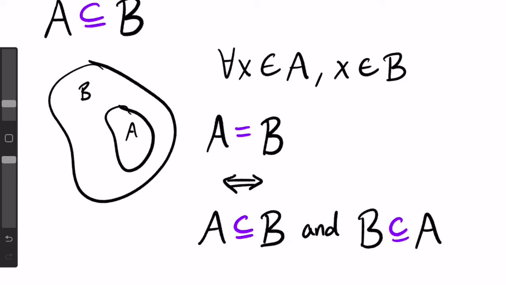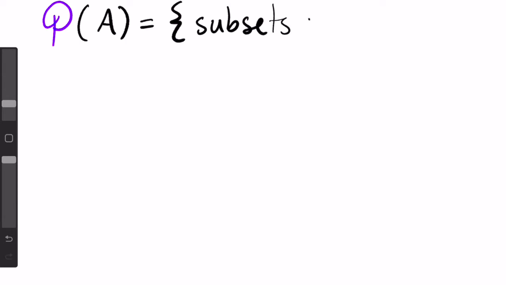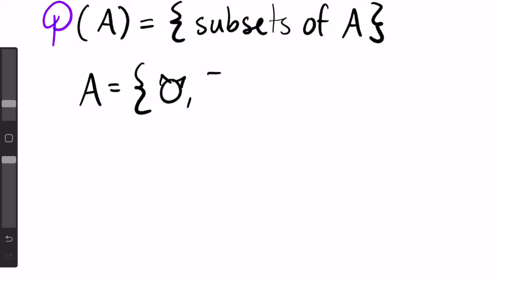It's important to note that every set is a subset of itself, and that the empty set is a subset of everything. One last term to define is the power set, denoted by this fancy P. The power set of A is defined as the set of all subsets of A. For example, let A be the set of cat and 5.